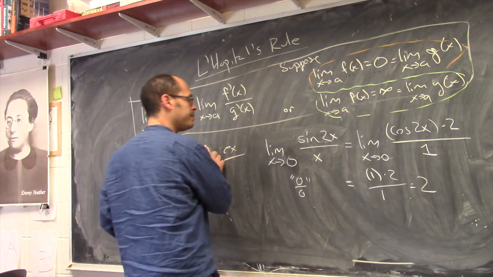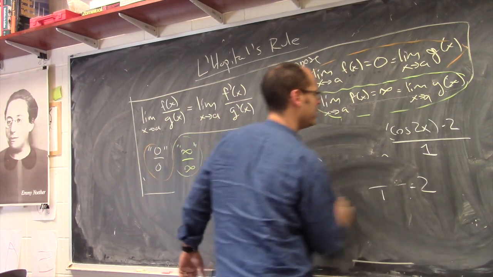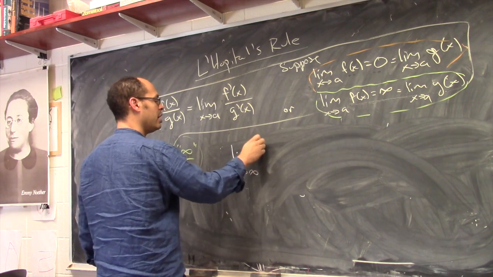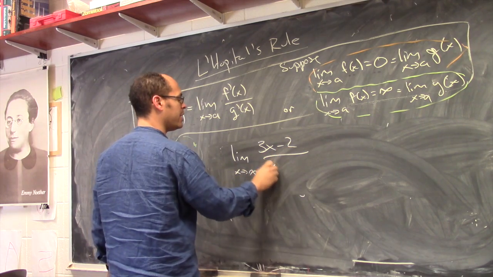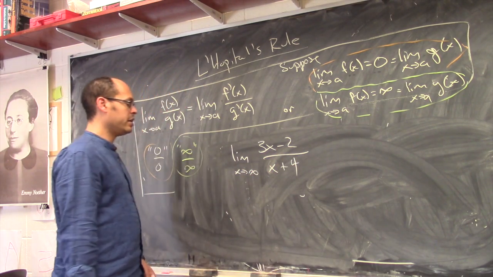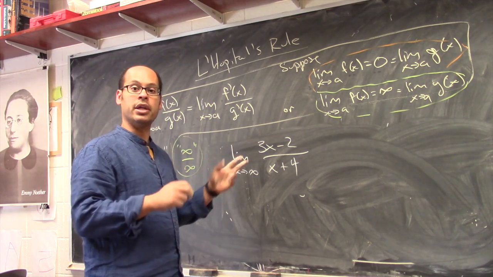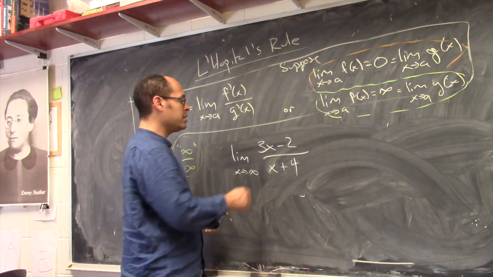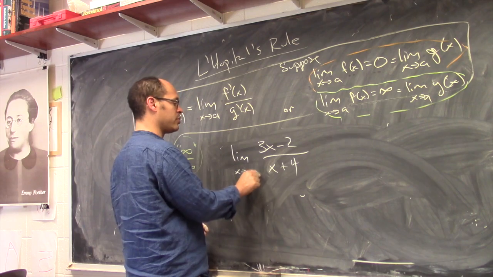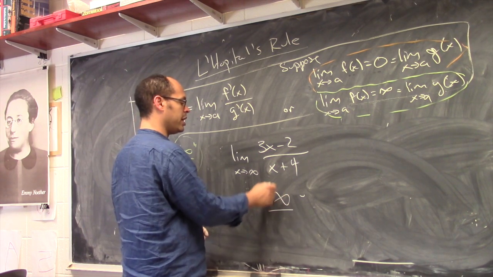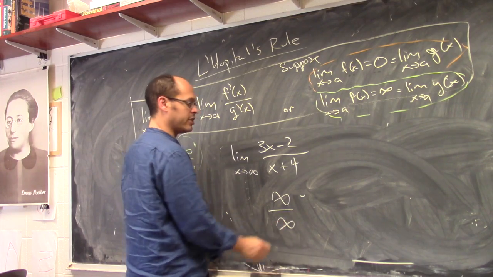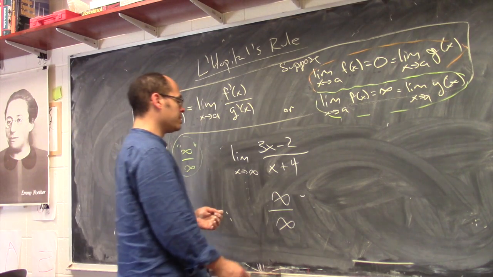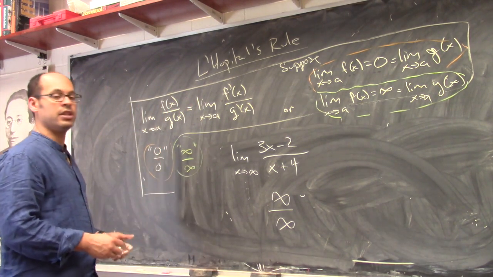As another example, let's take a look at a limit going to infinity. So limit as x goes to infinity of 3x minus 2 divided by x plus 4. Now, in this case, if we were to just plug in or evaluate what happens to the top and the bottom separately, what we find is that the top gets very big, because you have 3 times big minus 2 is big. The bottom is big plus 4 is big. We have an infinity over infinity type situation, both the top and bottom go to infinity. And so this is also an indeterminate form of the type infinity over infinity.